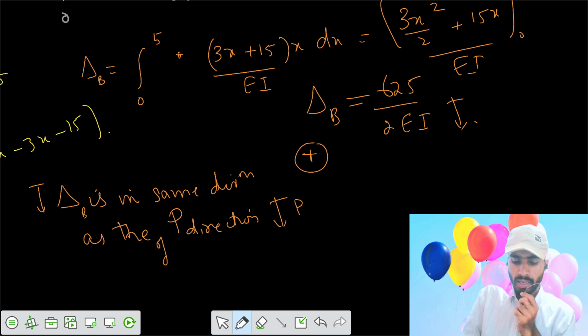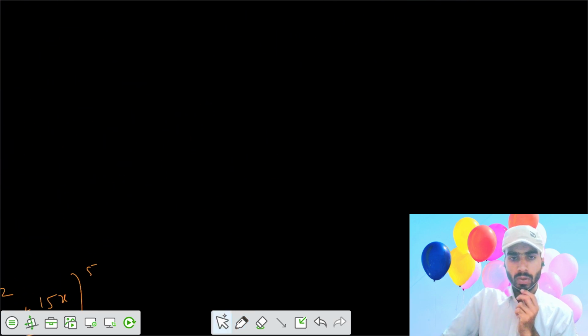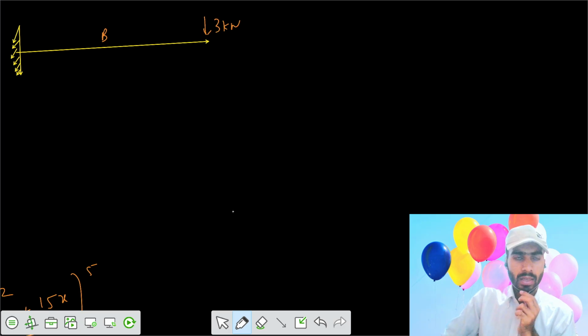Now we need to get theta at b. So say this was your beam, and point b was here. A load of 3 kilonewton was acting here. For theta b, there is no moment at b. For theta you need a moment m, but moment m is not applied in the problem. So here you have to apply a pseudo moment m.